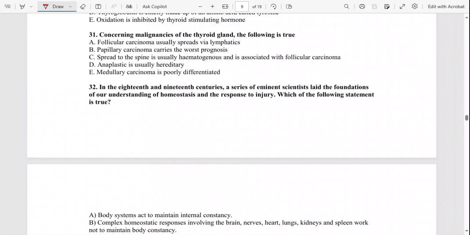And then C, it says, spread to the spine is usually hematogenous and associated with a follicular carcinoma. D is anaplastic. Anaplastic is usually hereditary. E, medullary carcinoma is poorly differentiated.